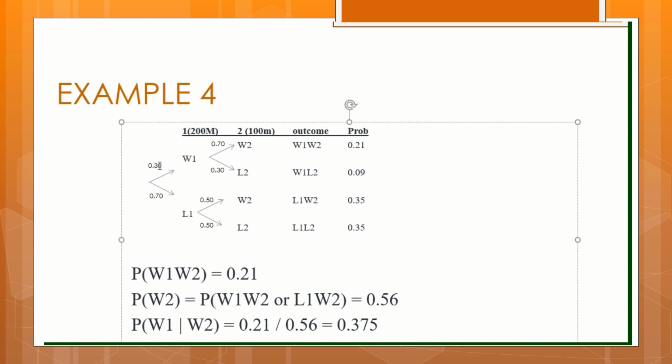How to get this? 0.3 times 0.7, 0.21. This times this, 0.09. This times this, 0.35. This times this, 0.35. If you total this whole thing, your total probability will be 1. So when it comes to tree diagram, you can check your work. There is no way you can be wrong. Total branches 1, total branches 1, total branches 1. Write down your probabilities. All right, so are we good there?